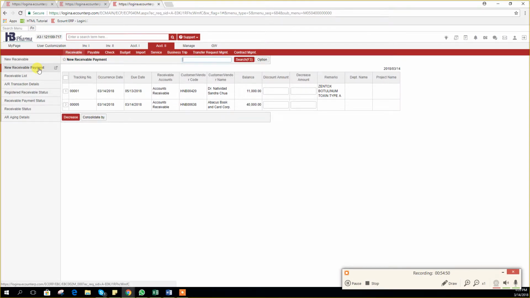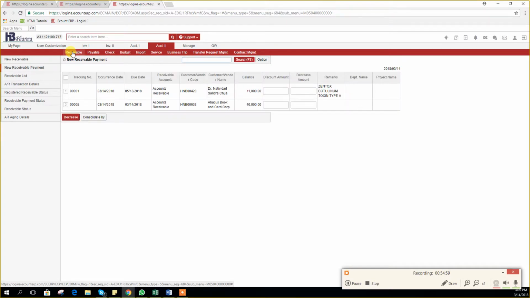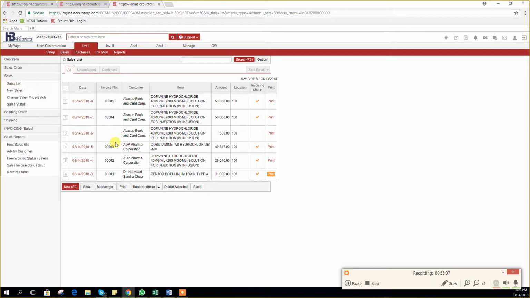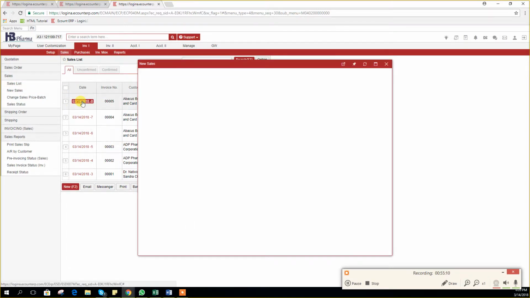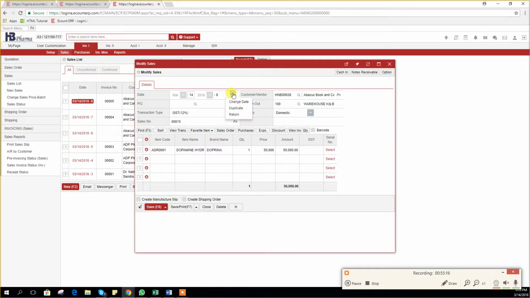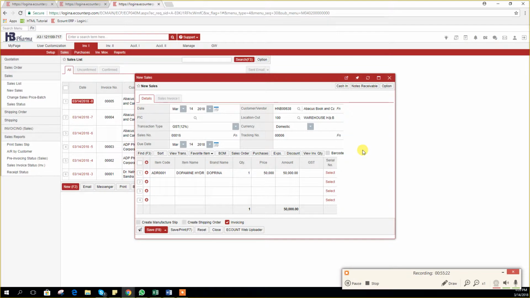So that 10,000 is not supposed to be in receivables because it's a liability, right? So what you can do is create this thing first. It's supposed to be a liability, but if you want to record it in the receivable because you want to tell the customer that you already received this payment just now, so now you need to pay another 40,000, right?